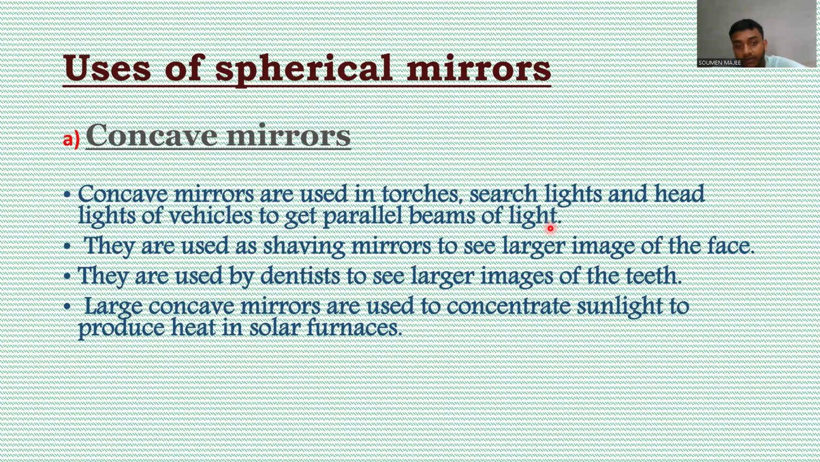For example, if we take the concave mirror first, then you can find concave mirrors are generally present in a torch. We all use torches. So the mirror that is present in the torch is a concave one. Searchlights are also concave. The headlights of vehicles also have a concave mirror. A function of a concave mirror is that in this mirror, we generally find a large image. For that reason, it is used.